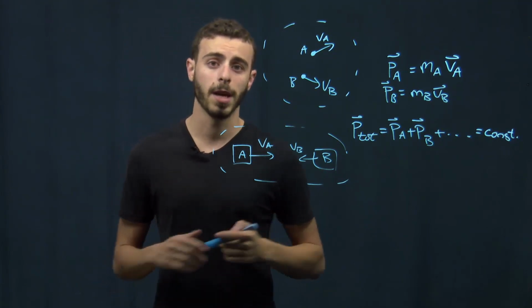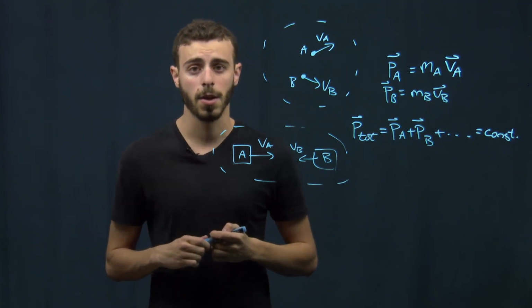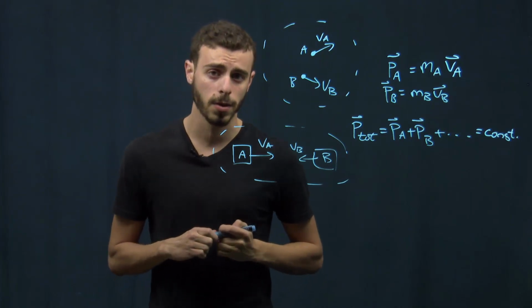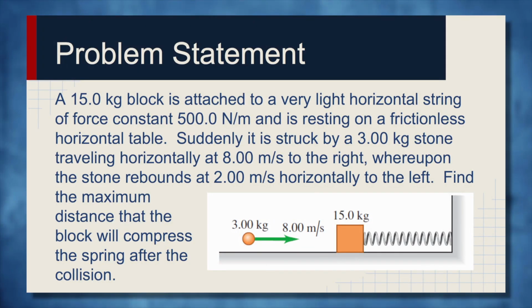So let's see how we're going to utilize this today. The problem statement reads as follows. A 15 kilogram block is attached to a very light horizontal spring of force constant 500 newtons per meter and is resting on a frictionless horizontal table. Suddenly it is struck by a 3 kilogram stone traveling horizontally at 8 meters per second to the right, whereupon the stone rebounds at 2 meters per second horizontally to the left. Find the maximum distance that the block will compress the spring after the collision.